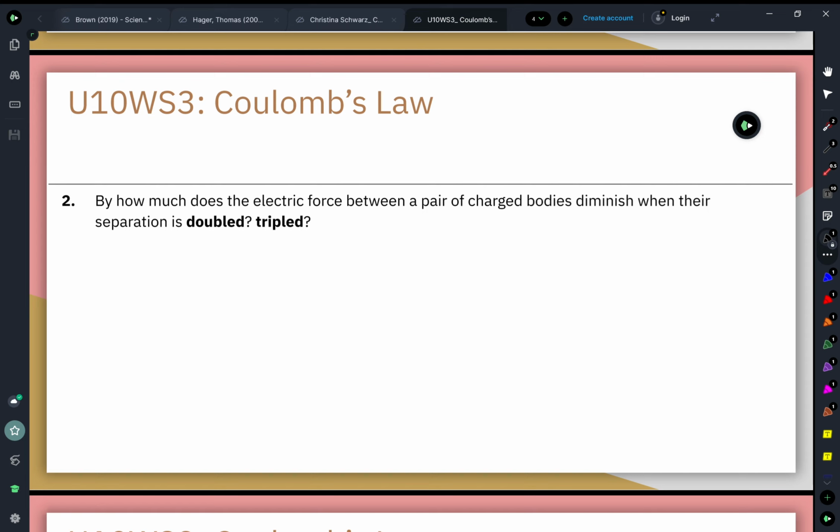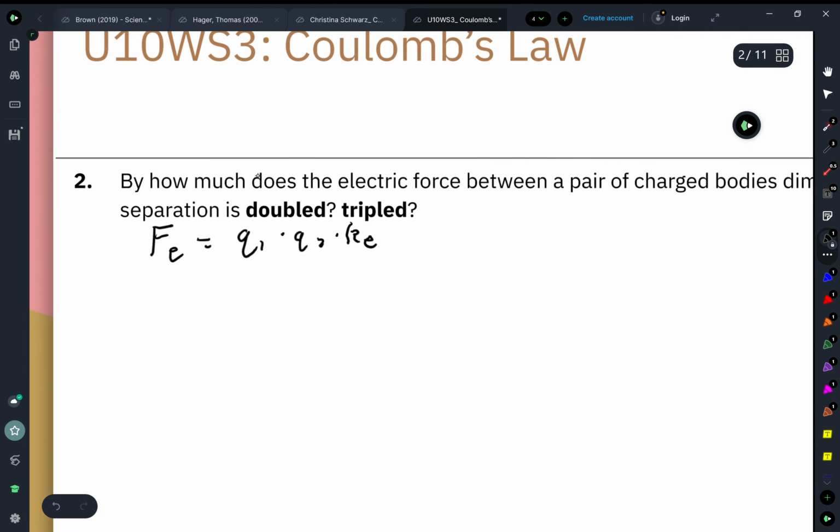The first part is we're going to write down our way to quantify the electric force. We're going to use Coulomb's law to do that. So our electric force is equal to the charge of one object times the charge of a second object times Coulomb's constant, Ke. All of that's divided by the distance between them squared.